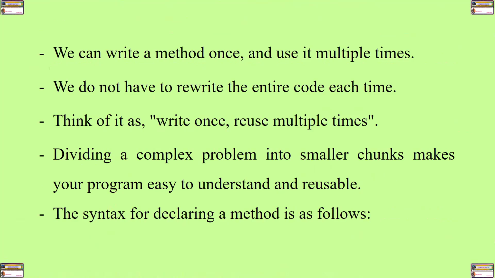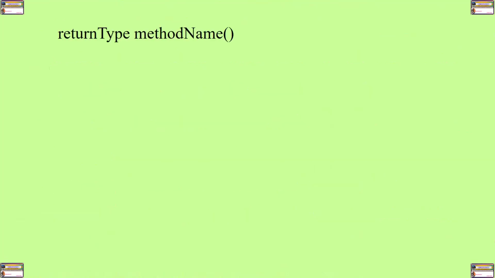Therefore, the syntax for declaring a method is as follows. You have the return type for your method, followed by the name of that method and the parentheses. And then you define the body of the method. In other words, you write the code for each instruction that is meant to perform a certain task within that method. And you close the definition.